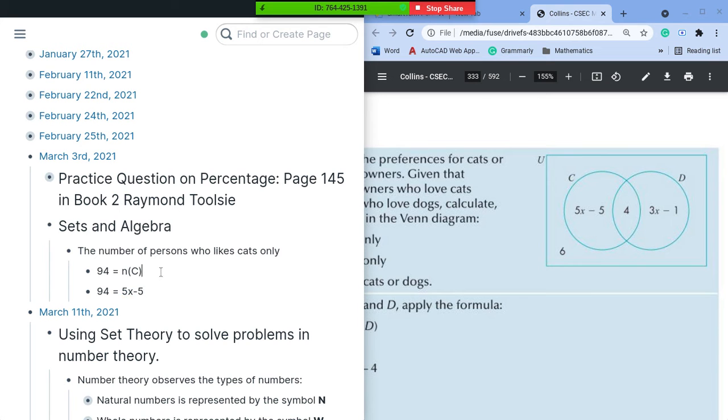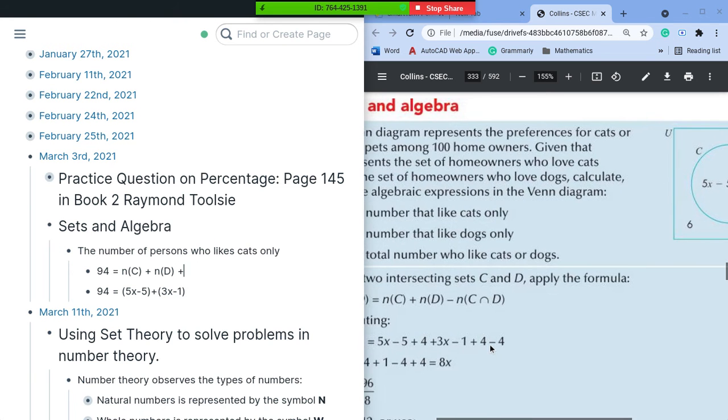Alright, we're going to add to that, plus, so let me put this in brackets, plus the number of persons who like dogs. How many is that based on the formula? 3x minus 1. Alright, excellent.